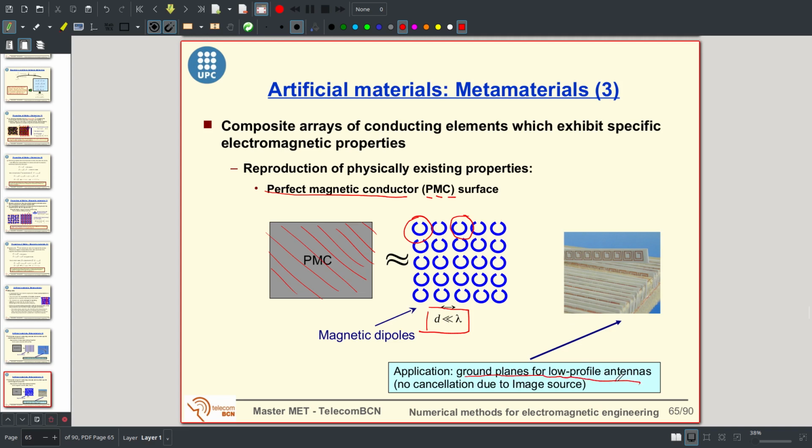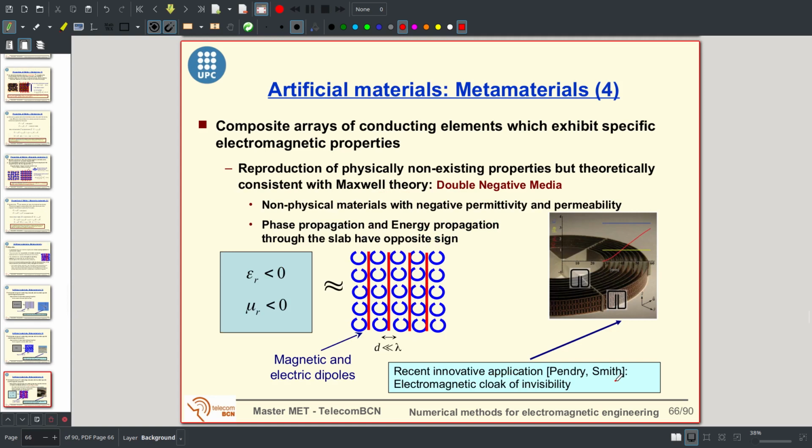And the nice thing of a ground plane for antennas done with a perfect magnetic conductor is that in a perfect electric conductor, due to image theory that we will review in chapter 2, the reflection coefficient is minus 1. In contrast, in a perfect magnetic conductor, the reflection coefficient is equal to 1. And this is an advantage for building antennas. So this is just a possibility for building antennas. But we can do much more.